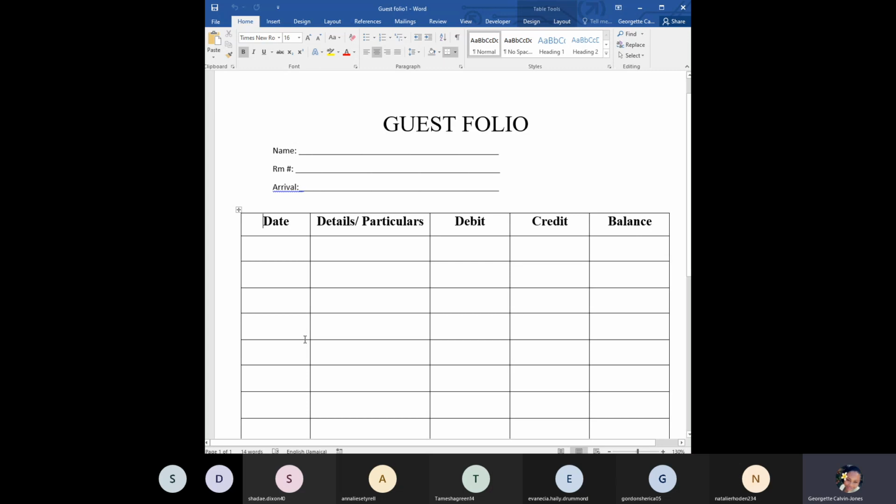Good afternoon. I'm sharing the folio screen. We're going to read through the activity and take it one by one. If you don't have it up, try to open it up so you can follow as we go through.